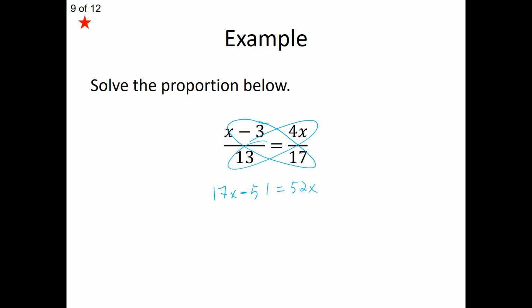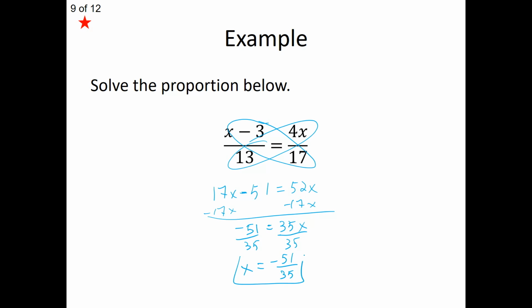And what we can do is then solve for x. So I'm going to actually subtract 17x on both sides. So I end up with negative 51 is equal to 35x. And then I'm going to divide both sides by 35. Now, a lot of you guys might be reaching for a calculator. Resist. Do not touch your calculator. This is a perfectly acceptable answer.